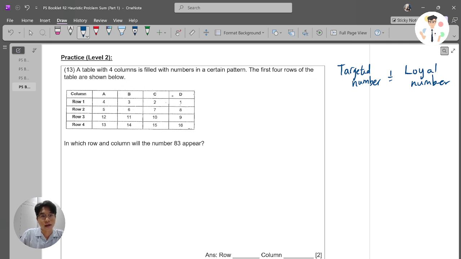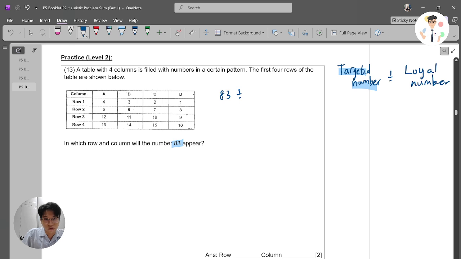So I have this 1, 2, 3, 4, 5, 6, 7, 8, 9, 10, 11, 12, 13, 14, 15, 16. So this is basically like a snake, okay? But again, what is my targeted number? My targeted number in this case is 83. So this is 83, okay? 83, divide by, what is my loyal number here? The same rules apply here.